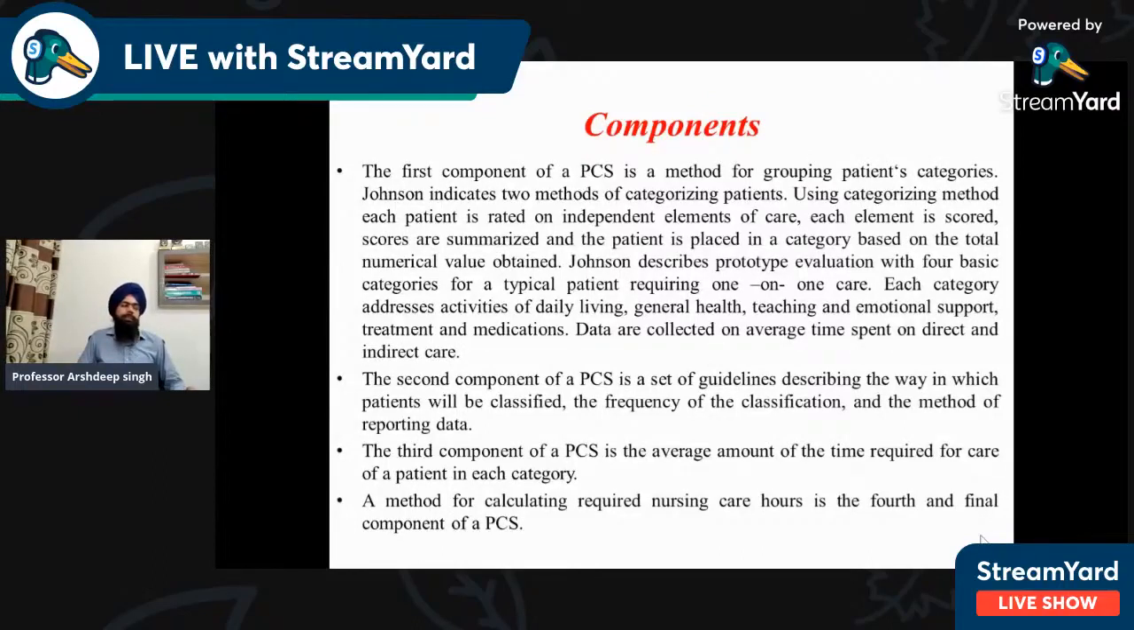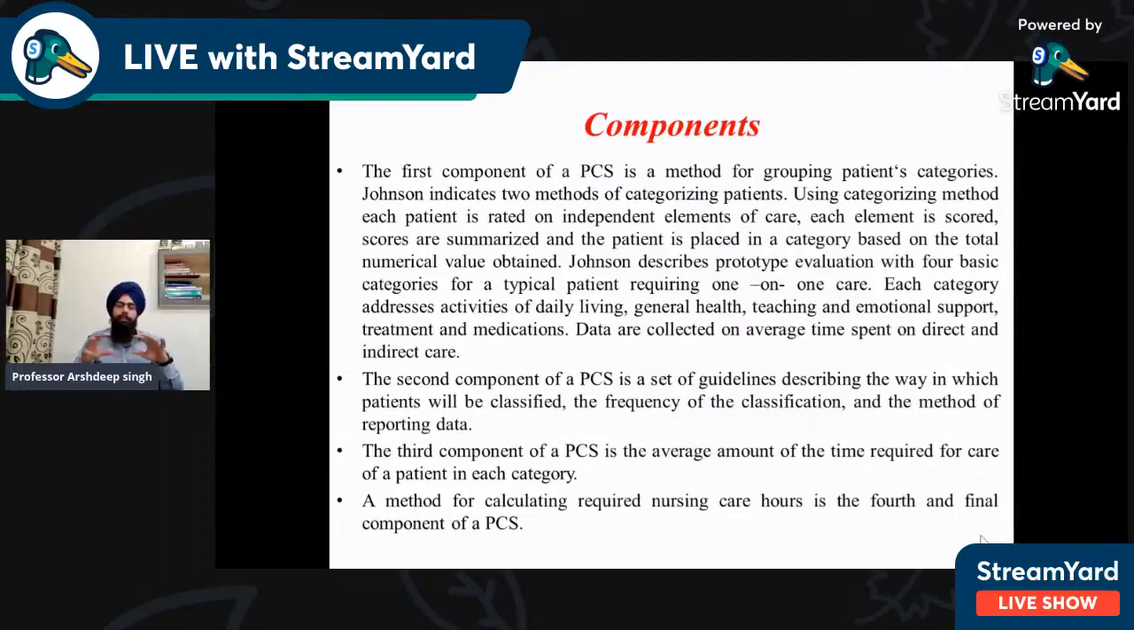We can say that it is a system that can help to save the time and effort and to provide good services. Okay. Next are the components. There are different components of the PCS. The first component of PCS is a method for grouping patient categories. So that is the very important and basic component.